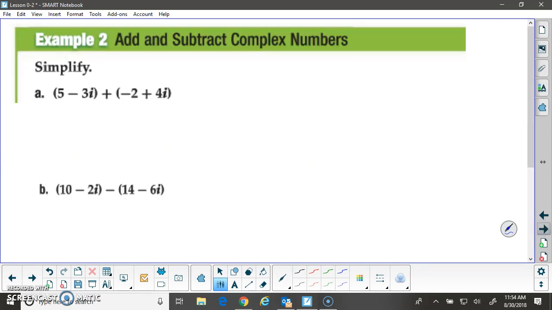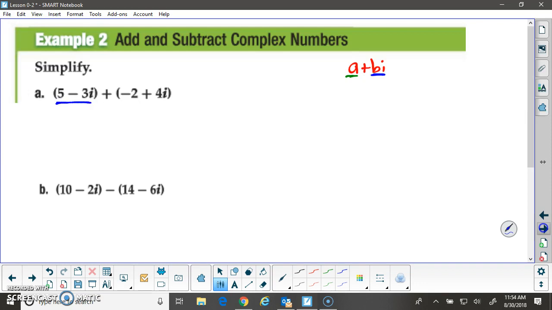So example 2, we're going to take two complex numbers and add them. A complex number is written in the form a plus bi. It's got a real number part to it, the a. It's got an imaginary number part, the bi. So here are two examples of adding and subtracting complex numbers.